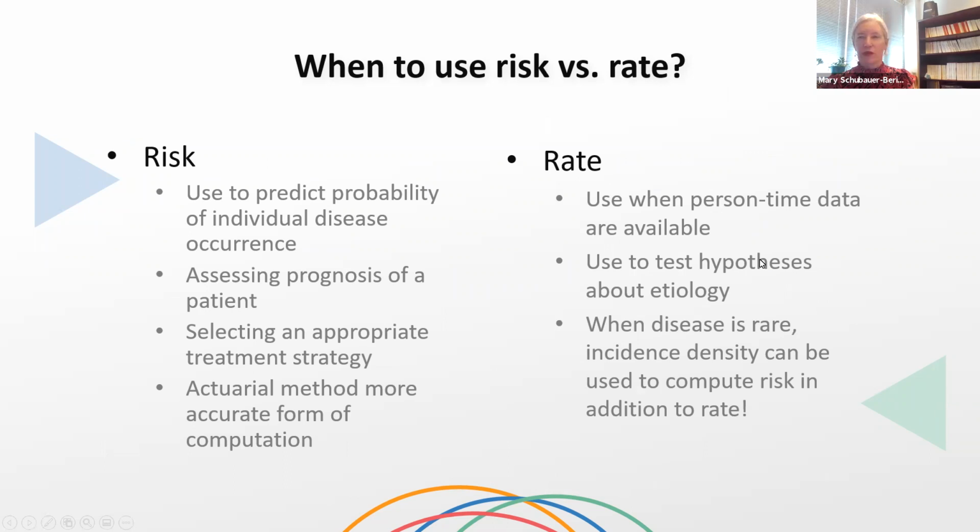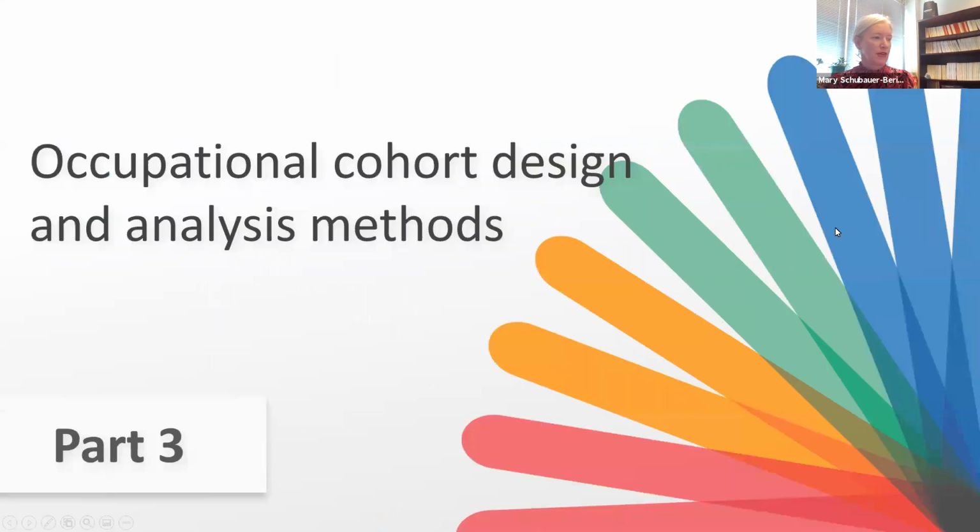Whereas rates are used when person-time data are available and are used to test hypotheses about etiology. However, when the disease is rare, you can compute risk in addition to rate using incidence density. So thinking about all these things, I hope I've convinced you now that occupational cohort studies are, generally speaking, much more interested in phenomena related to rate than to risk. And now we'll discuss how this happens in occupational cohort design and recap some common analysis methods.